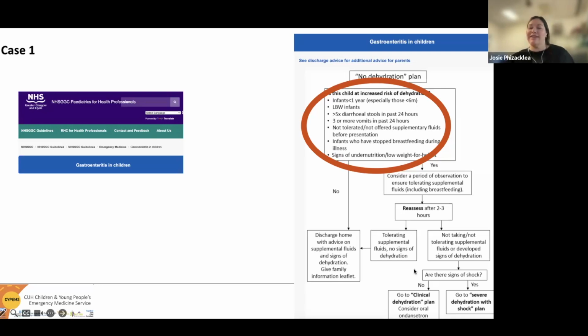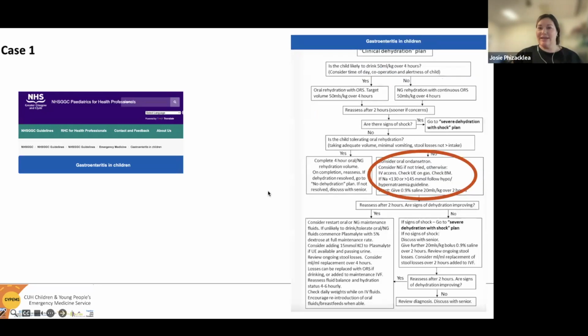If they're not tolerating the fluid challenge, then you're looking again, reassessing, are there signs of shock? And that's when you can move on to either of the other 2 pathways. So with the signs of clinical dehydration, but no signs of shock, that's where you'll move into considering your oral ondansetron after 2 hours if they've not met their rate to meet the 50 ml per kilo target. Again, at this stage, always with every reassessment, checking for a change, for signs of shock.